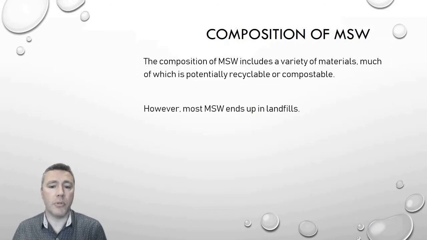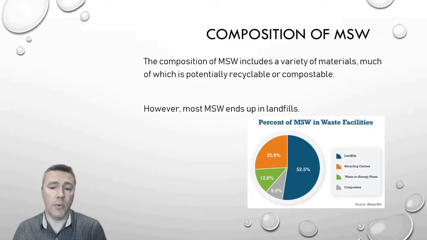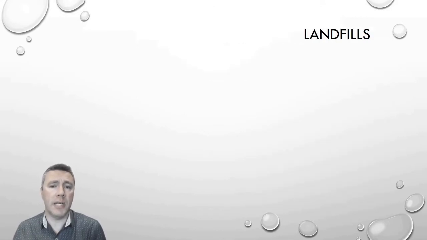Now, this municipal solid waste, most of it ends up in landfills. This is information from 2014 from a site that tracks the kind of waste that we produce in the United States. And as you can see, just over half of the waste that we produce ends up in landfills. So let's take a look at what a landfill is and how they function.